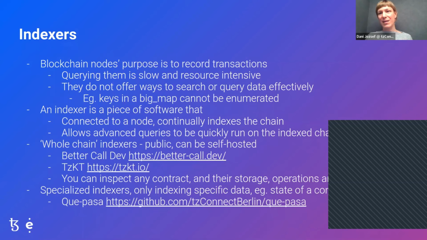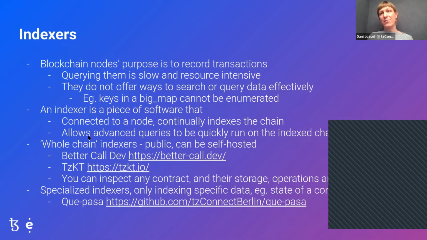The Tezos node does not give you any way to enumerate all the keys in a big map. So that's where an indexer comes in. An indexer connects to a node, and it continually indexes the chain and builds this index, which allows you to run advanced queries on this data and gather information that the node wouldn't give you. Like, for example, how many addresses are holding this token, who holds this token. And then an indexer, especially if you're self-hosting it, you can tell it to return you a million results, and it will just chug through and return it.